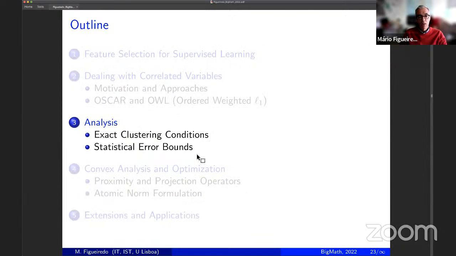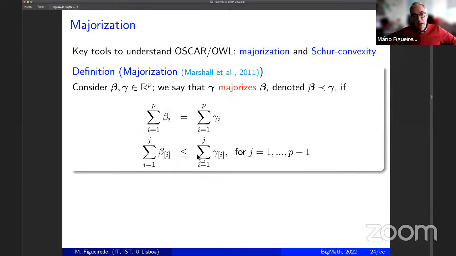Okay, so the tools, actually I like to talk about this because it brings back tools that are nice and that we were not expecting to be using in this area. The key tools that we use to understand OWL are majorization and true convexity. Majorization, which is an old notion, is this. Suppose you have two vectors in R^p, okay, and we say that vector gamma majorizes vector beta, denoted like this, if the sums of the components of the two vectors are the same, and the partial sums are always dominated by gamma. So gamma is the one that majorizes beta.